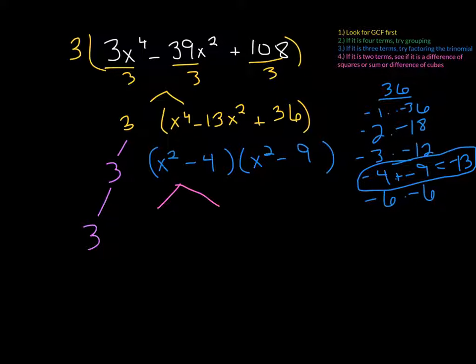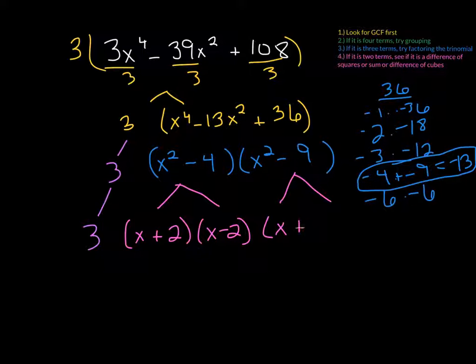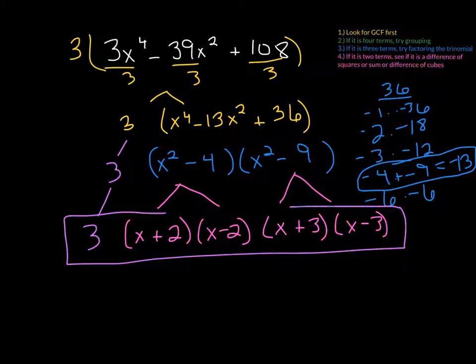Again, remember, anytime you factor, you're breaking it down into 2 factors. Square root of x squared is x. Square root of 4 is 2. So x plus 2, x minus 2. And then this one, square root of x squared is x. Square root of 9 is 3. So x plus 3 and x minus 3. And those are not difference of squares or cubes, so this would be the factored form.